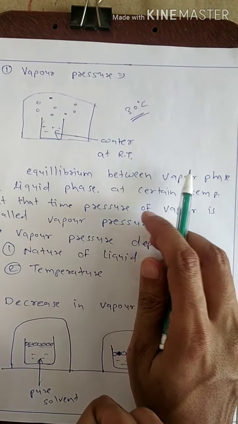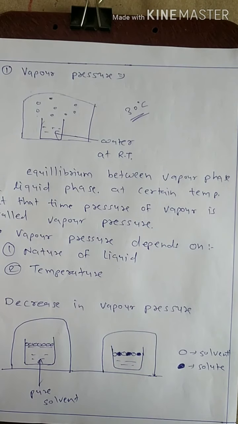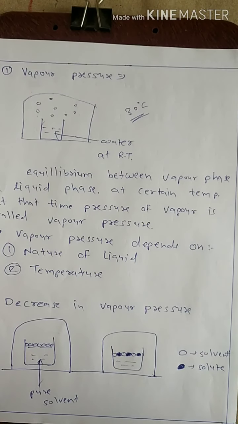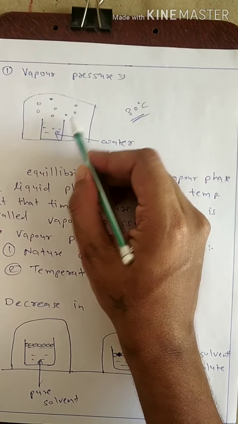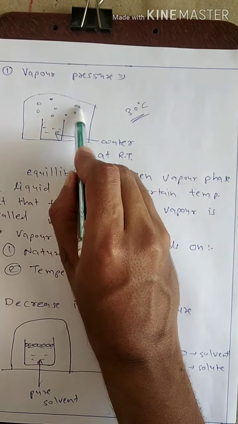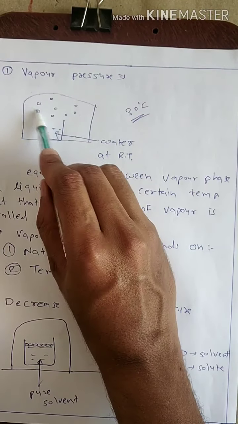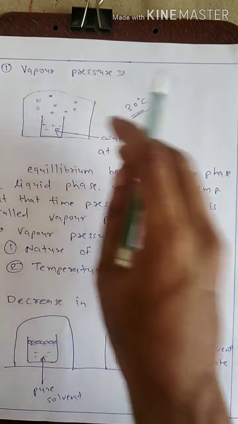A simple example: at this temperature you can take water and put it outside. You are not boiling it, but after some time the level of water will decrease. Why? Because of evaporation, vaporization. The same theory applies here. Due to vaporization, a few particles of liquid will go to the upper air of the beaker.